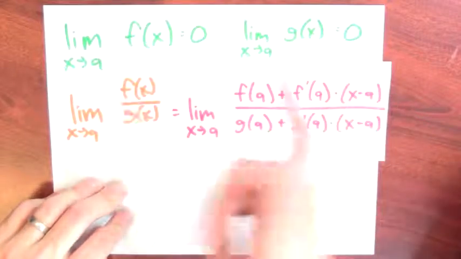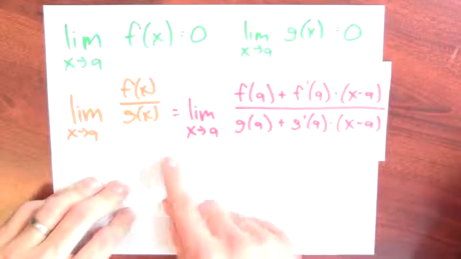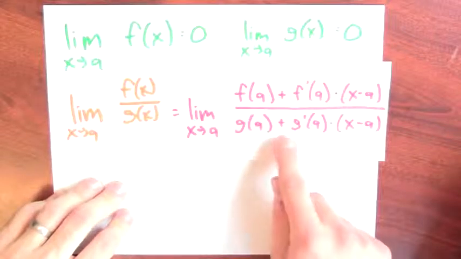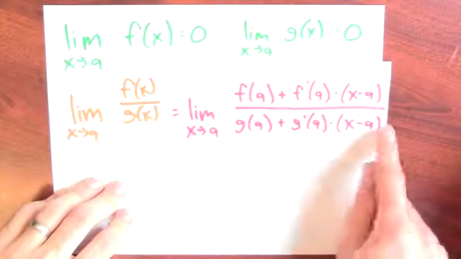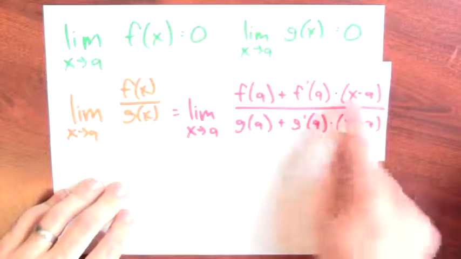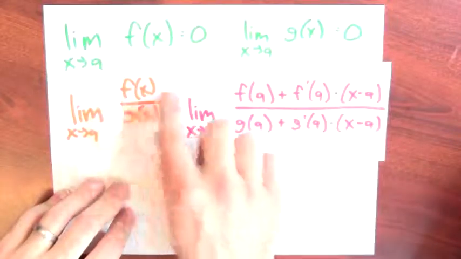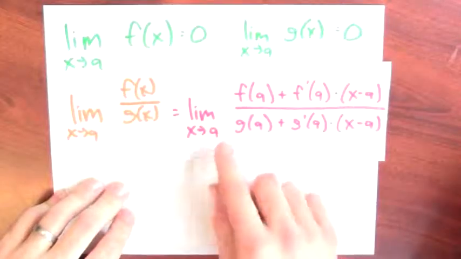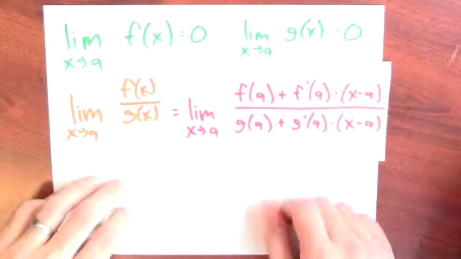That's approximately f of x. And this denominator should be about g of x. It's g of a plus the derivative of g at a times x minus a. That's about g of x. So if you believe that the numerator and denominator here are approximately f of x and g of x, you might then believe that these limits are also equal.